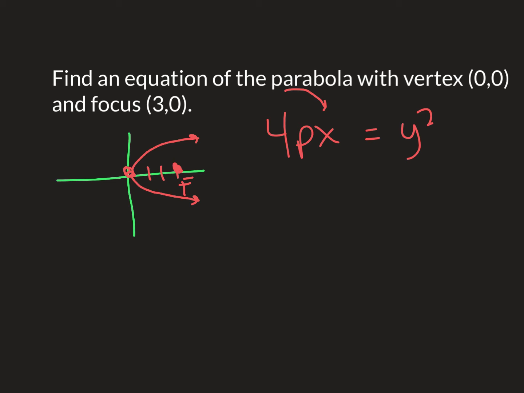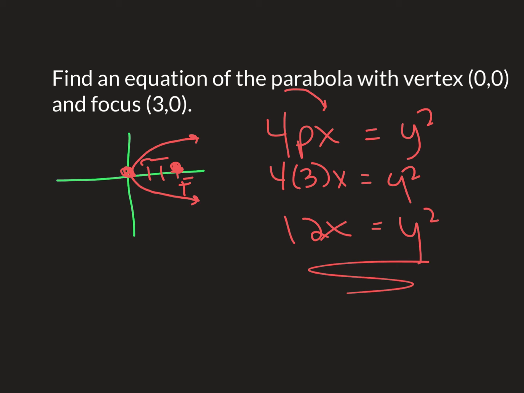And think about what p means. P is how far from the vertex to the focus. How far is it? It's 3. So over here, I really have 4 times 3x equals y squared. So my equation is just y squared equals 12x. All there is to it. Guys, I hope this is making some sense. It's not that difficult of stuff, just new, just different.